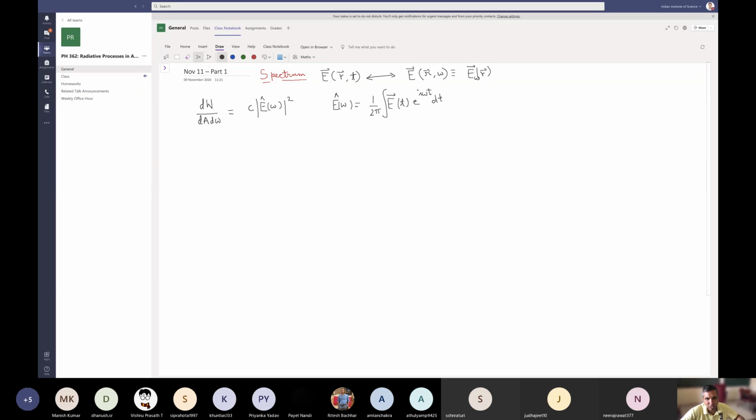Right, so this is what E hat omega, the Fourier component of E, is given by. This is also a vector. Just like E, there are 3 components of this.